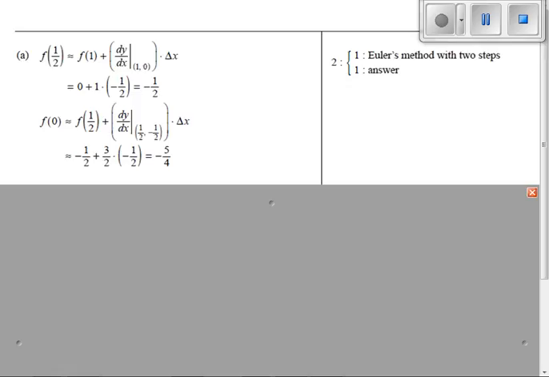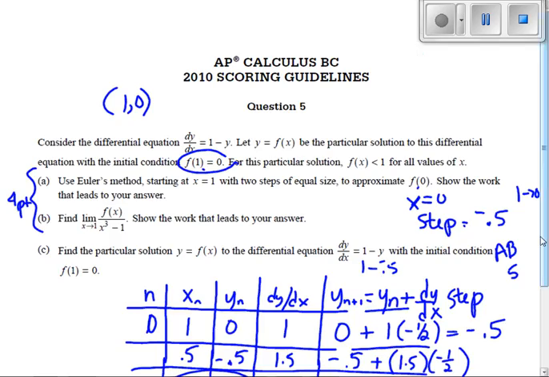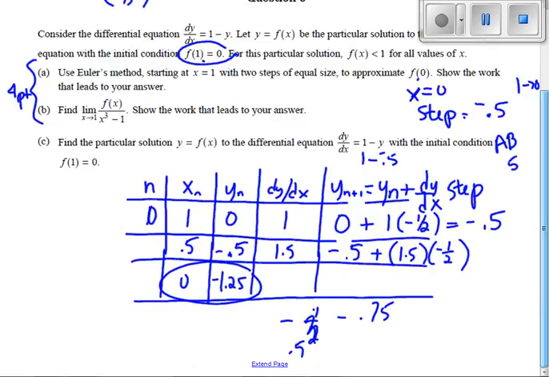No, that's it. You get a point for realizing how to do Euler's method correctly, even if you have the wrong step size. So you got a point for that. Then you get a point for your answer. Is that what I got? Oh, that's what I got. Good. Okay, so when this gets scored on your exam, this goes in the BC score.